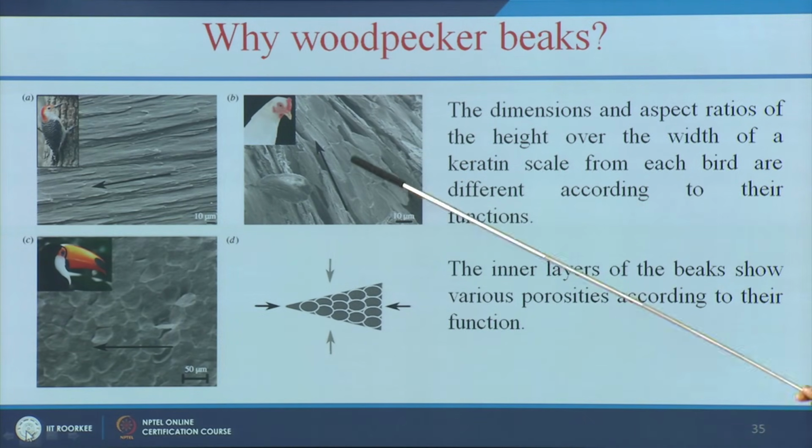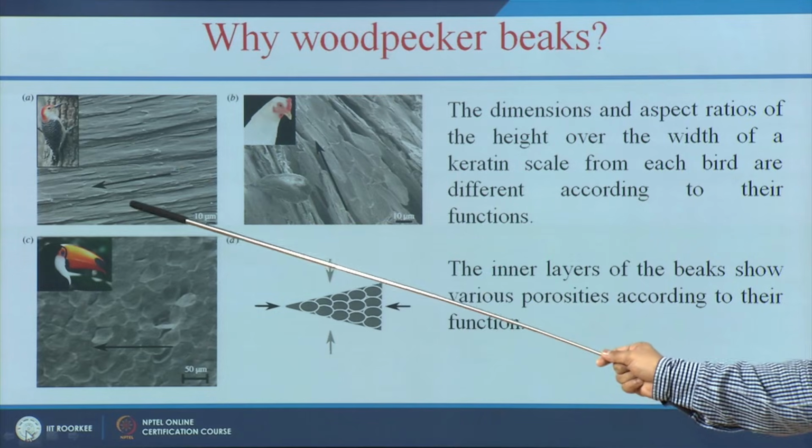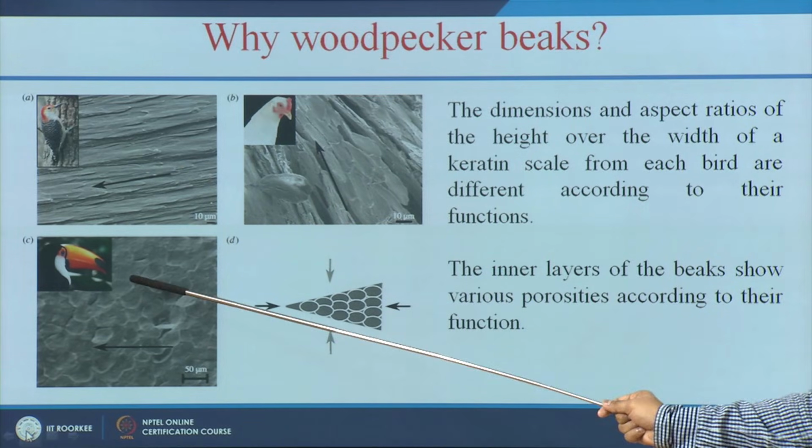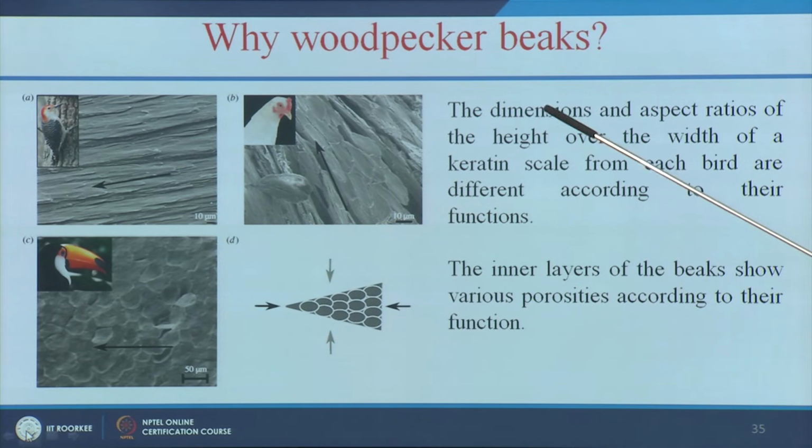They have done a study comparing the beaks from different birds like hen and toucan, and they have studied the dimension and aspect ratio, height over the width, of the keratin scale from each bird, which are different according to their functions, and again the inner layers of the beak show various porosities according to their function.